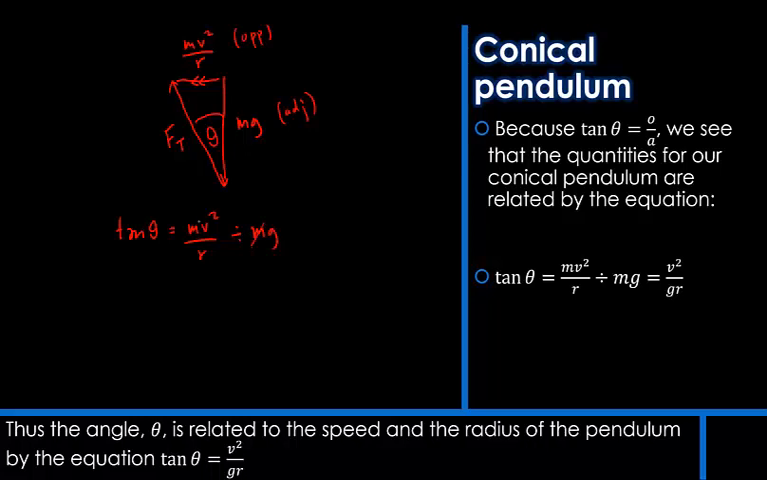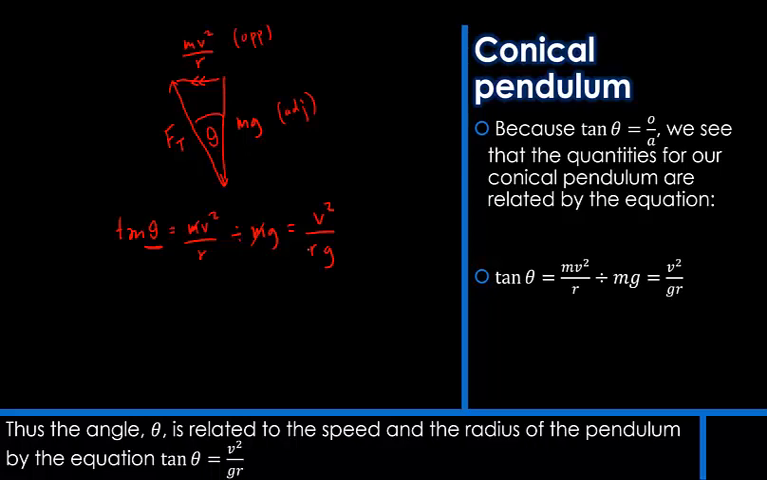Well, we can see that when we divide mv squared by mg, the m's cancel, and so this is equal to v squared over rg. So we now have an equation that relates the angle that the string makes with the vertical to the speed at which the object is moving in a circle and the radius of the circle that it's moving in. So we're now equipped to solve problems involving conical pendulums.